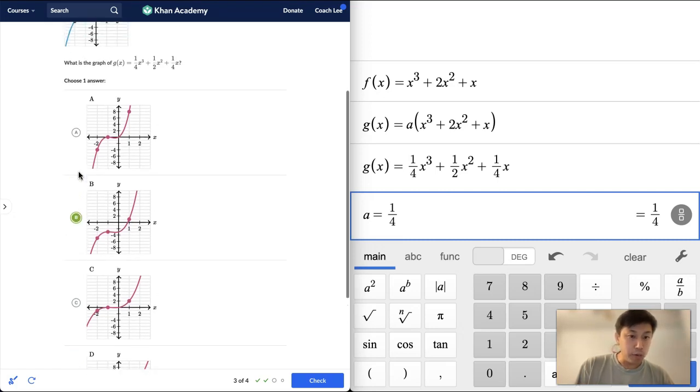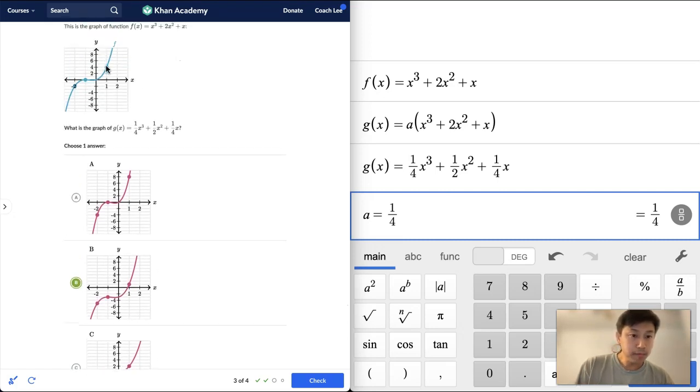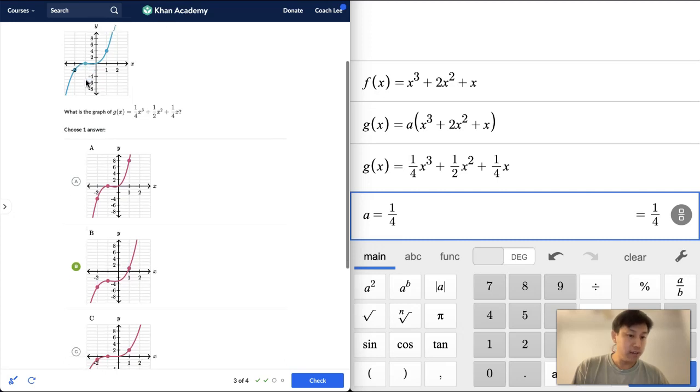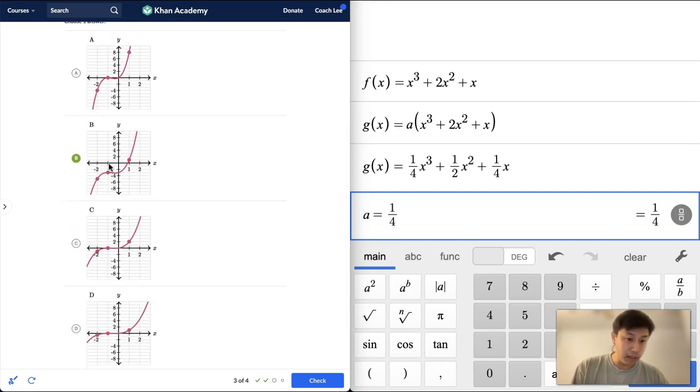We checked this first point. Y value 4 times 1/4 is a 1, so that worked. This one has a y value of 0. Look, 0 times 1/4, who cares? 0 times anything is 0. So this point should stay on the x-axis. It clearly does not on B. It does on D, so D is our winner.